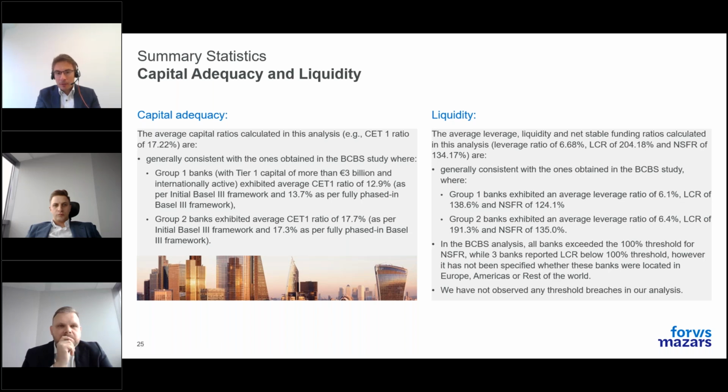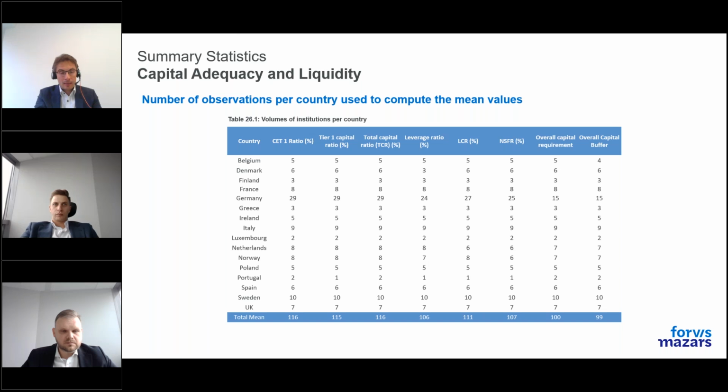One thing to add about liquidity ratios is that we haven't observed any threshold breaches in our analysis, while in the BCBS report they mentioned that 3 banks reported a liquidity coverage ratio standing below 100%. However, it hasn't been specified whether it was observed for European banks, Americas, or rest of the world. So we cannot draw conclusions about comparison or make comparisons between our study and their study.